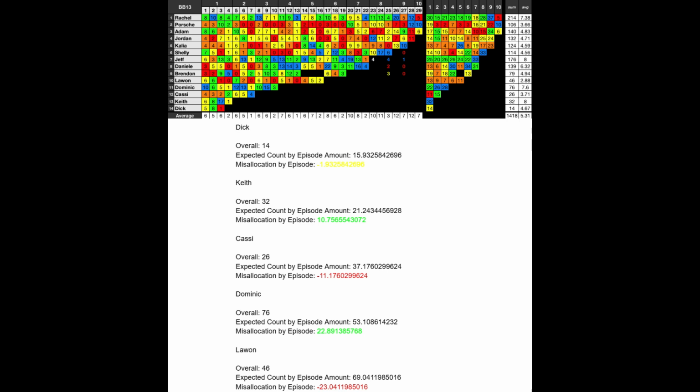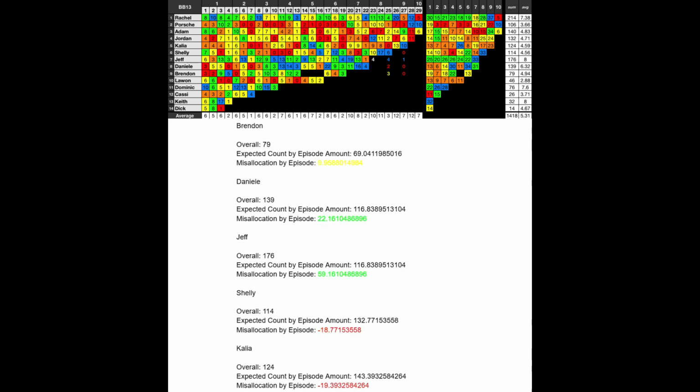Dominic has 76 diary rooms, and he has an expected count by episode amount of 53.10. This means that he has a misallocation by episode of 22.89, meaning that he got essentially 23 extra confessionals and diary rooms, and he has a bit too much in comparison. Lawan has 46 diary rooms, and his expected count by episode amount is 69.04, meaning that he has a misallocation of negative 23, meaning that he has that many diary rooms that he is missing in order to have a balanced edit, and he is under-distributed.